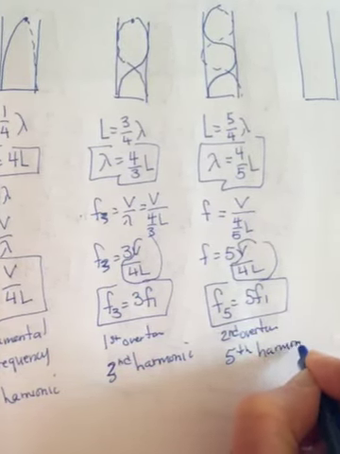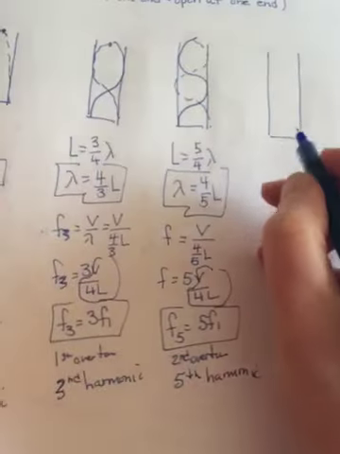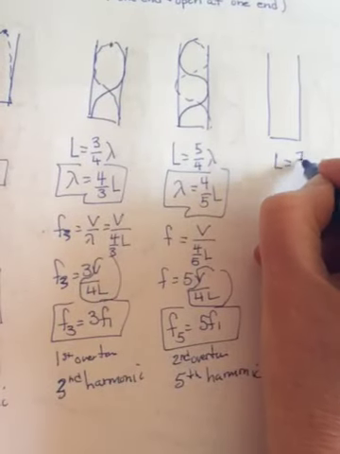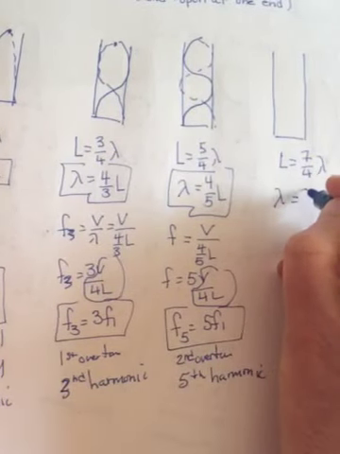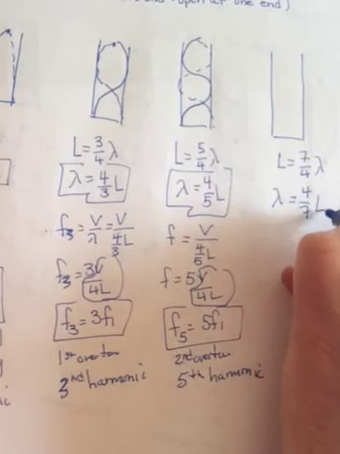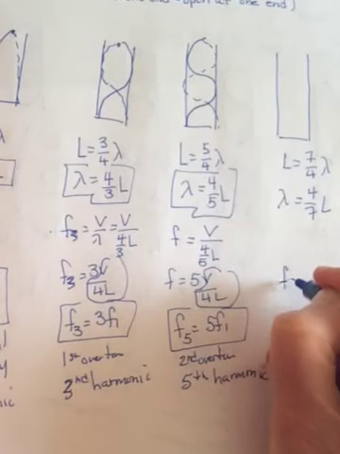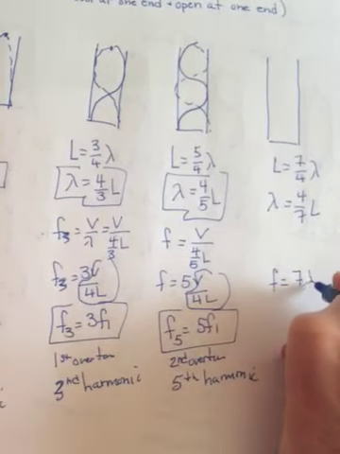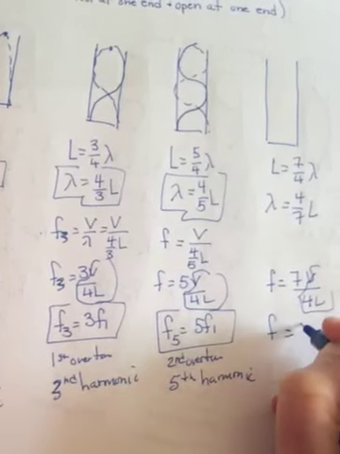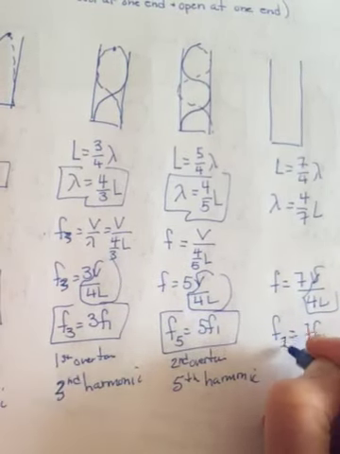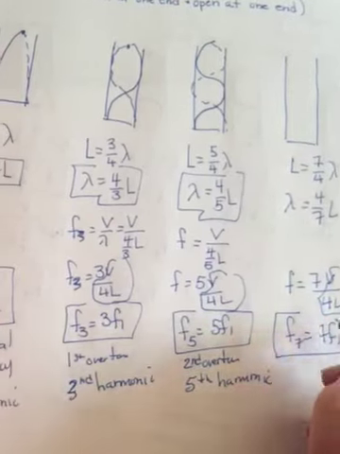Want to guess at what the next one will be? It should be L is equal to 7/4 lambda. So lambda is equal to 4 over 7L. And we'll get down to F is equal to 7V over 4L. So F is equal to 7 times F1. It is the seventh harmonic.